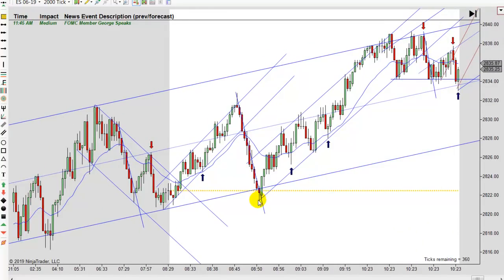So, of course, it does take off, and notice what happens. You get a first entry, you push through the EMA, which is what you want to see, and you come back and test it, and you get a failed second entry short, and you have a nice bullish bar there. That's where you want to go long, and it takes off.